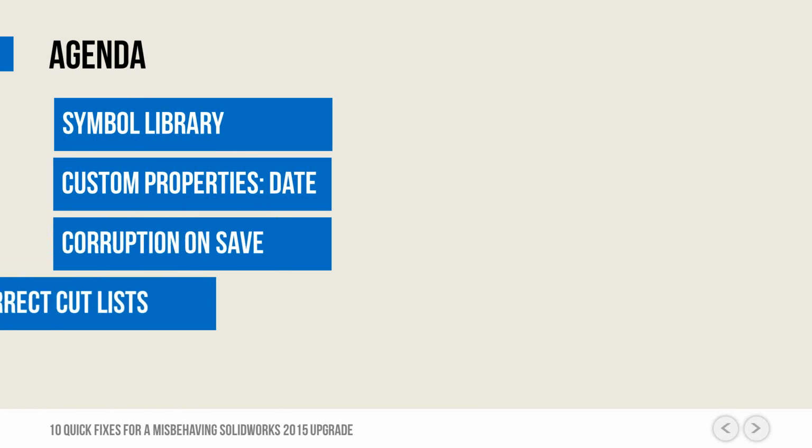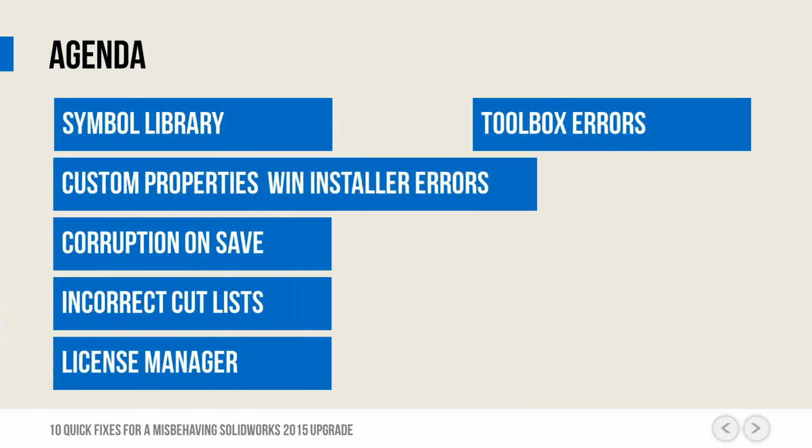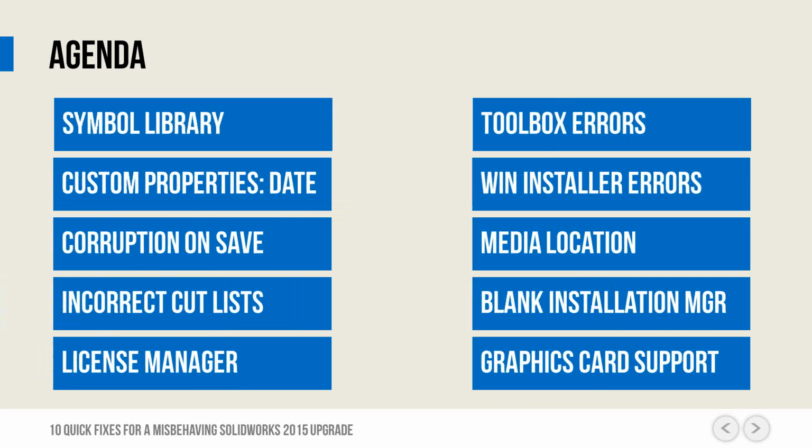All right, so I just wanted to do a quick overview of some of the errors that we talked about. Ultimately, if we're confident in understanding some of these errors, we can easily fix a misbehaving SolidWorks 2015 upgrade or even a 2014 upgrade or earlier. So just very quickly, we talked about the symbol library issues and other issues that are related to that, most of which will come from a side-by-side configuration where you're trying to install two annual releases of SolidWorks side-by-side.